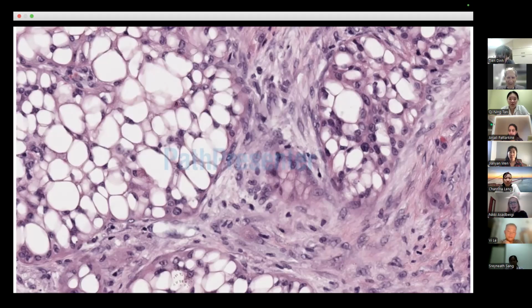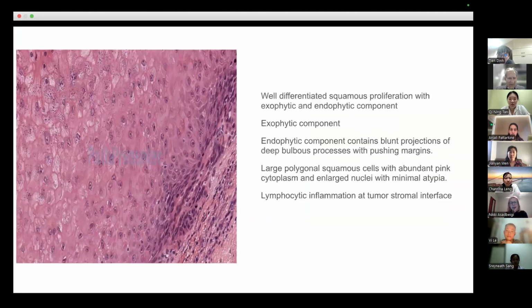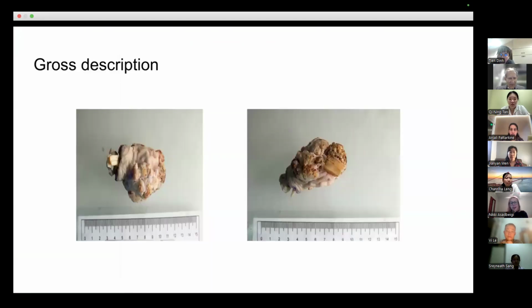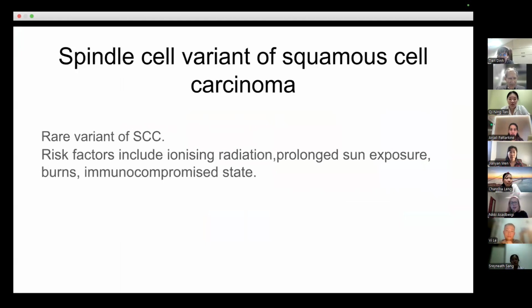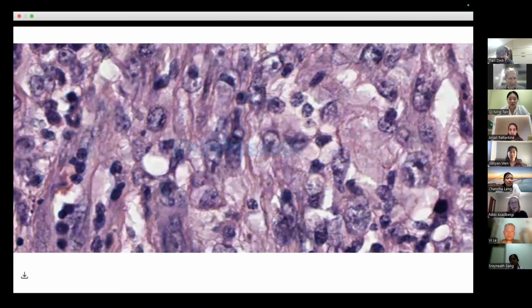So, we had the spindle cell type of the squamous cell carcinoma. The other name of it, they call it sarcomatoid, the spindle cell, sarcomatoid squamous cell carcinoma. But what's the difference between this one and a squamous cell carcinoma with sarcomatoid differentiation or sarcoma differentiation? Does anyone know? I'm asking this question because I had, for the first time, a real one a few weeks ago.